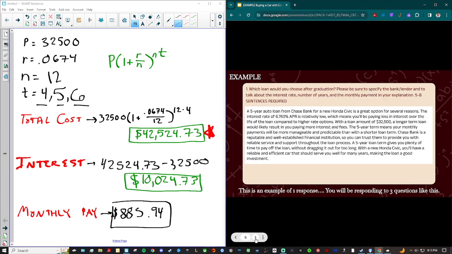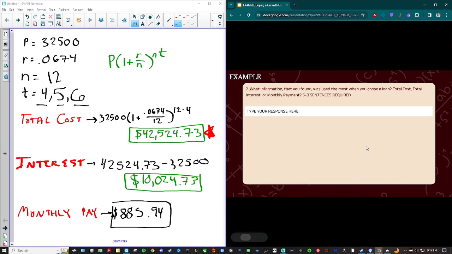And then when you're finally done with that, you are going to answer these short response questions at the end. You are required 5 to 8 sentences or will not receive credit for this part. This is the type of response I am looking for. So the example here is, which loan would you choose after graduation? Please be sure to specify the bank and lender and to talk about the interest rate, number of years, and monthly payment in your explanation. So make sure you answer all of these questions, 5 to 8 sentences, any less, and you will not receive credit. Remember, there are several other questions to answer as well.